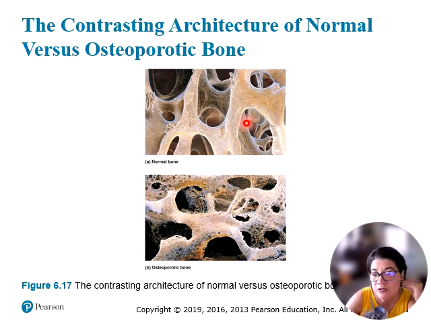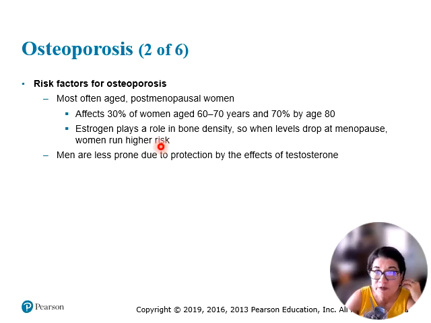So this is what osteoporosis looks like. This is a healthy trabeculae, and then you can see the little holes there. The osteoclasts have, for some reason, chewed up too much bone. Risk factors for osteoporosis: postmenopausal women. It affects 30% of women from 60 to 70, and 70% by age 80. So it's almost inevitable, but there are things you can do, like exercising and eating healthy.